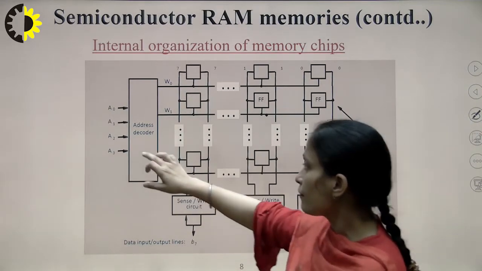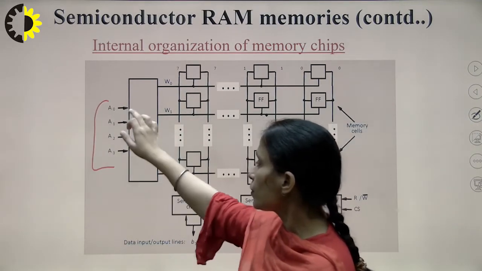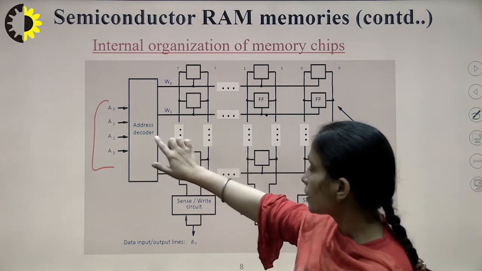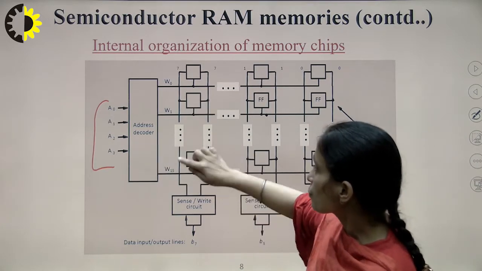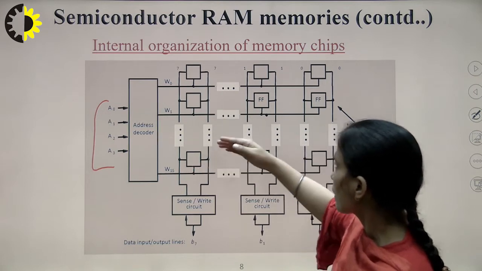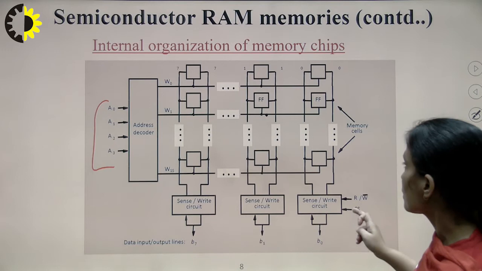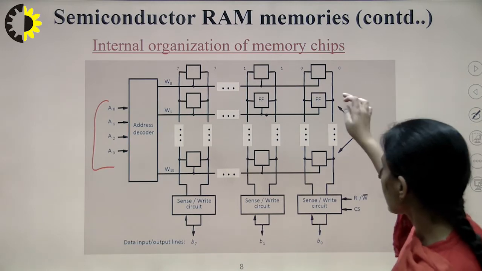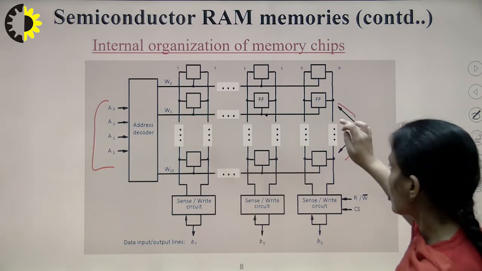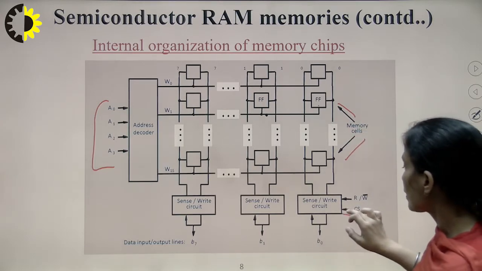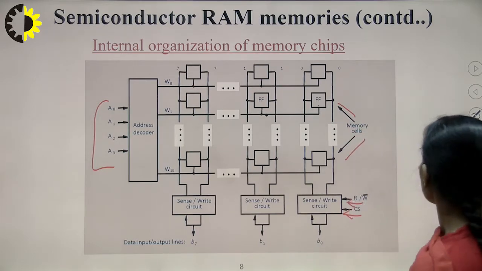Here we can see we are using the address decoder. Suppose it takes 4 inputs, so it will generate 16 outputs. These 16 outputs are connected with sense and write circuits, which generate the output, and these are defined as our memory cells. This FF stands for flip flop, and here we give them the read write and the control signals.